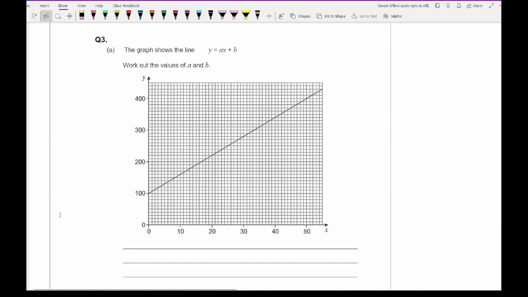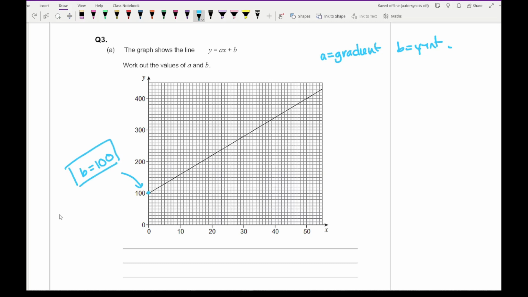Then moving on to question 3, it says the graph shows the line of y equals ax plus b. Work out the values of a and b. So here a equals the gradient and b equals the y-intercept. So I can see straight away that the y-intercept is 100, so b equals 100.